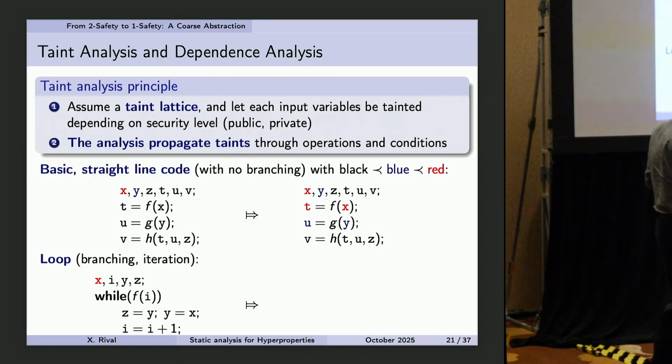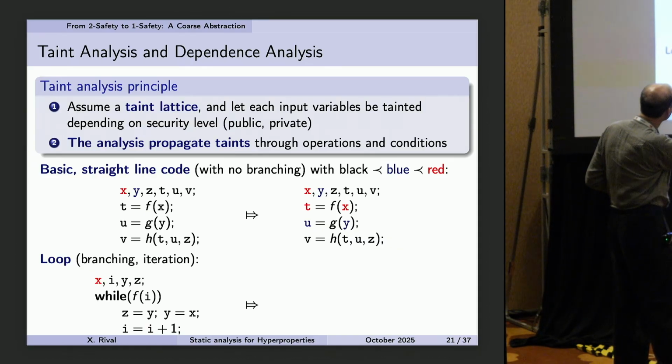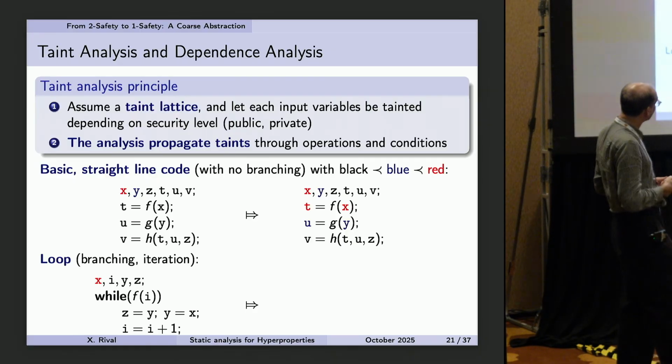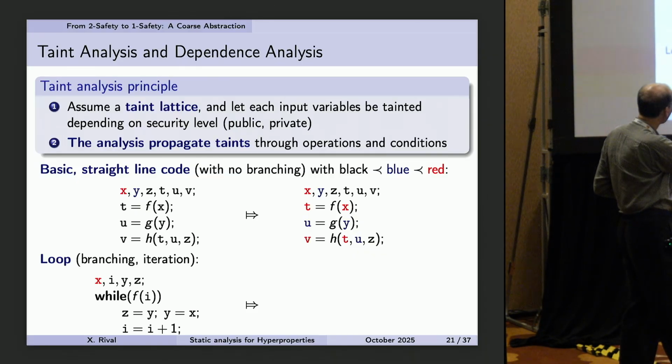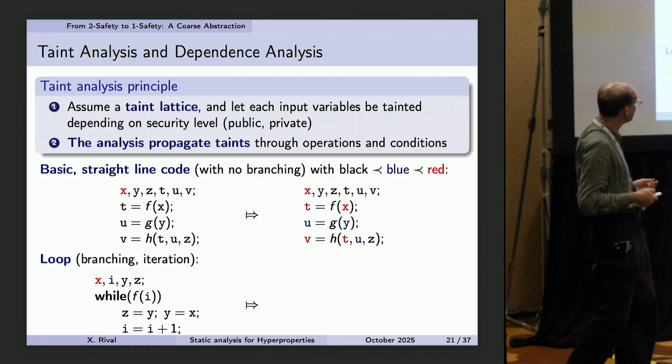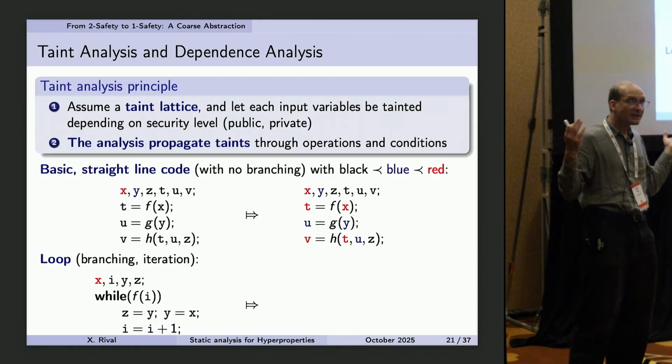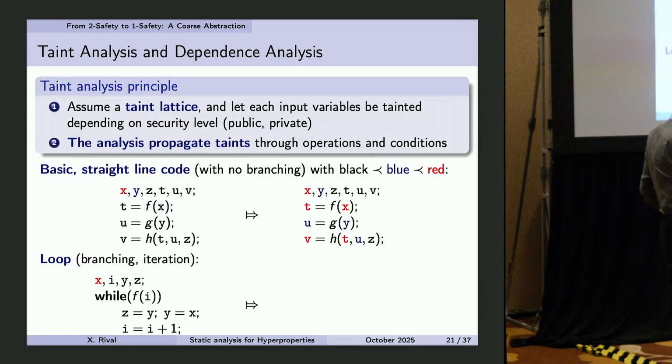And we keep going. Here we cannot quite see the color, but I think y was blue, and u also becomes blue, and at the very end we compute v equal to h applied to the three variables c, u, z, and the taint that wins is the right one, because it is the greatest element in the lattice.